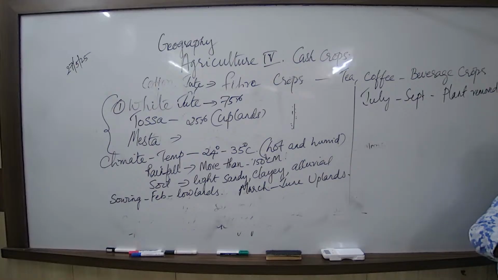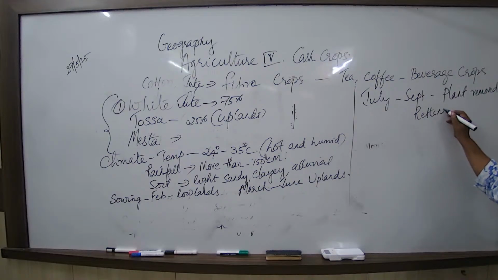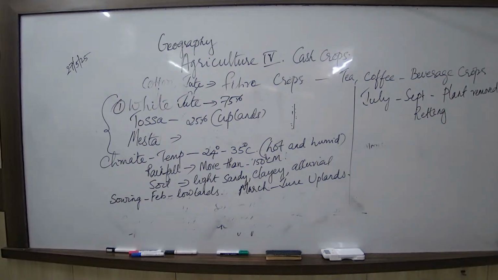Then it is bundled and soaked in water. This method is called retting. For jute, what is the method? The plant is plucked, bundled and soaked in water.